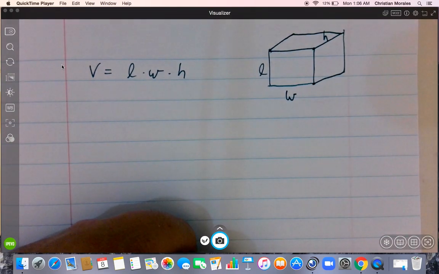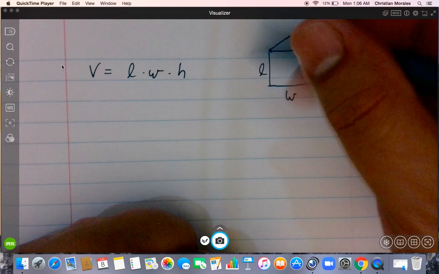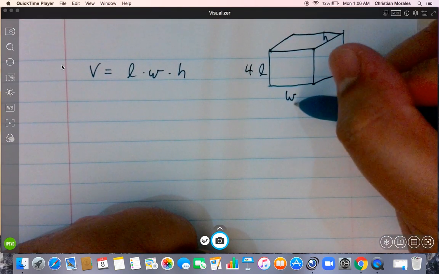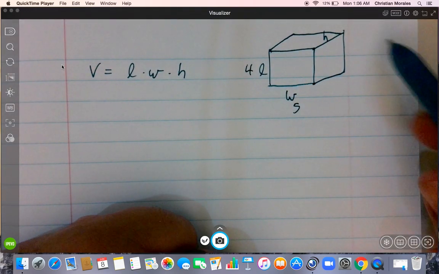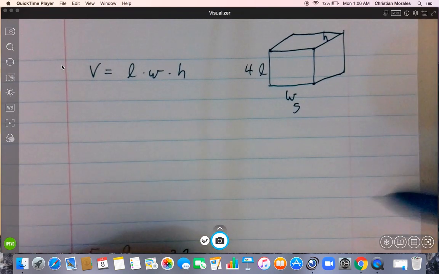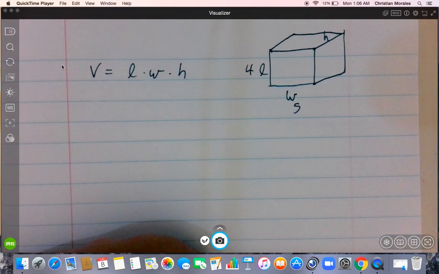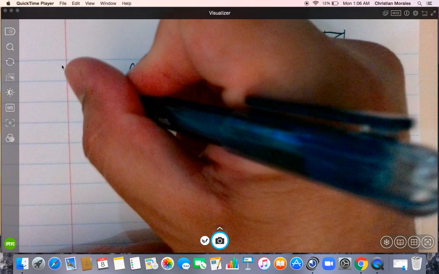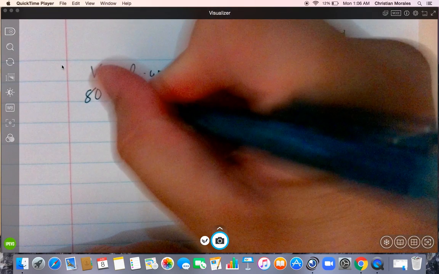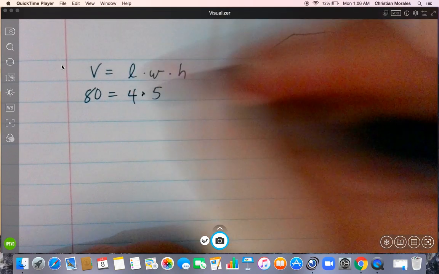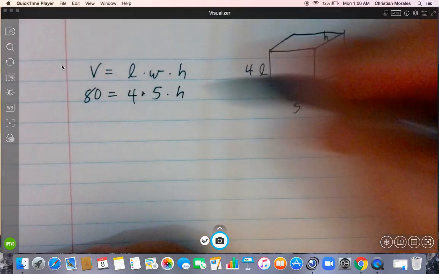So let's just say the length and width of a shape is 4 and 5, okay? And you don't know the height, but let's say you know that the volume is 80. So how much fits inside is 80. So we'll go volume is 80, the length is 4, the width is 5, and you're looking for h.